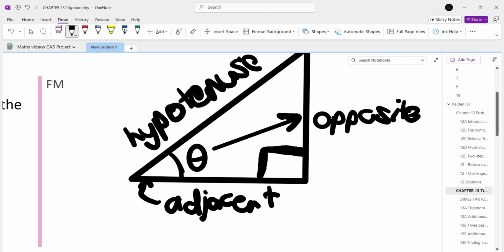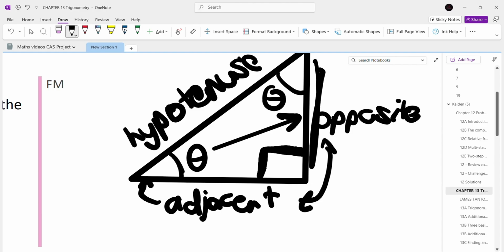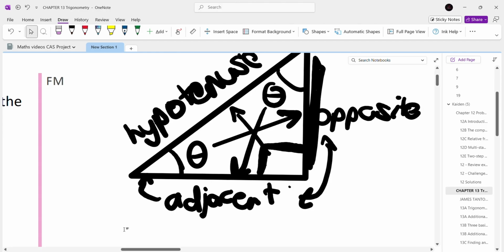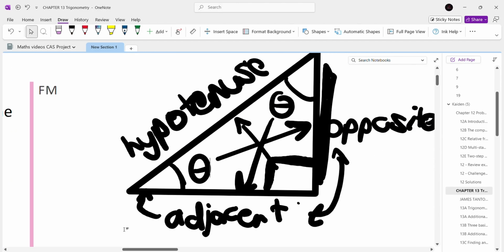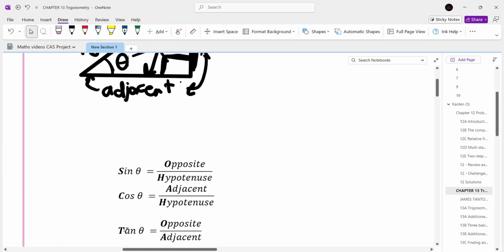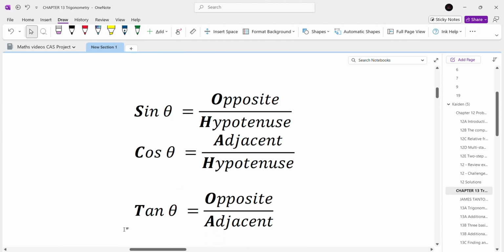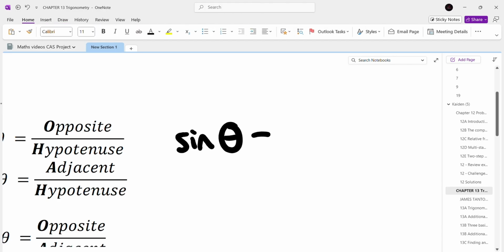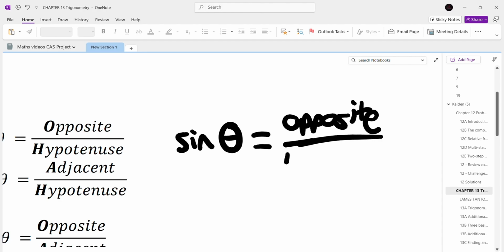Now, these sides, the opposite and adjacent, can change. So if we put the angle here, then this side would become the adjacent, and this side would become the opposite, as you can see here. The long side, opposite to the right angle, will always remain the hypotenuse, no matter what. So, using these, we can find a few trigonometric ratios. These are the three basic ones that you'll need to know. So, the sine of angle theta is equivalent to the length of the opposite side over the length of the hypotenuse.